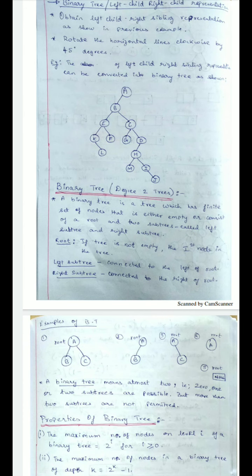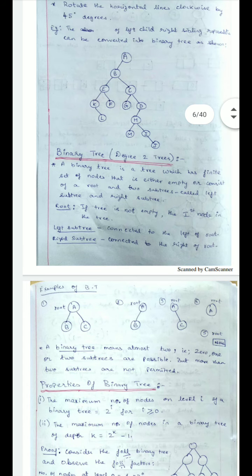A binary tree is nothing but what? It has a degree of 2. If the tree is not empty, the first node in the tree is called what? The root node. The left side is called what? The left subtree. The right side is called what? The right subtree. Examples are represented here.